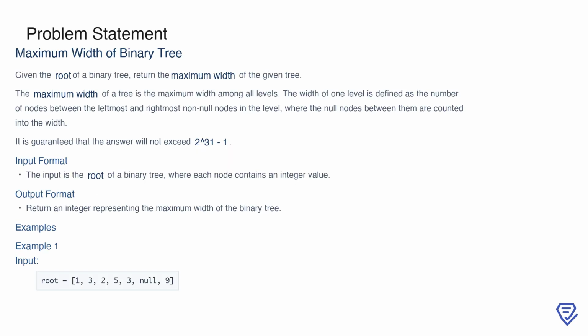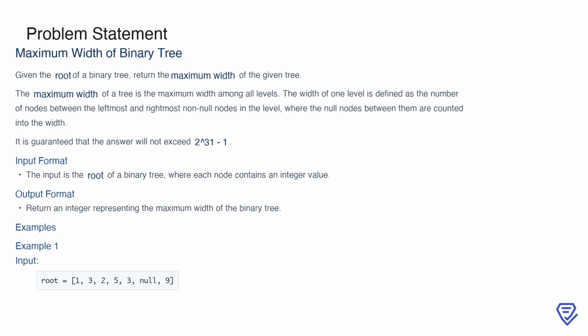In this problem, we're tasked with finding the maximum width of a binary tree. The width of a binary tree at any level is defined as the number of nodes between the leftmost and rightmost non-null nodes, including any null nodes in between. Our goal is to determine the largest width among all levels of the tree. The input to the problem is the root of a binary tree, where each node holds an integer value. The output is a single integer representing the maximum width of the tree.